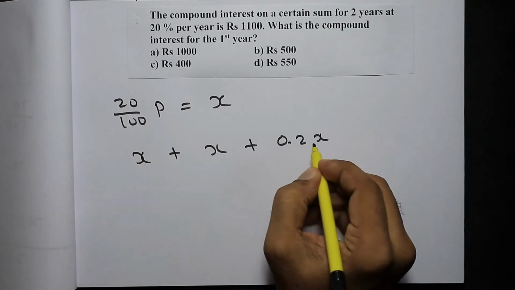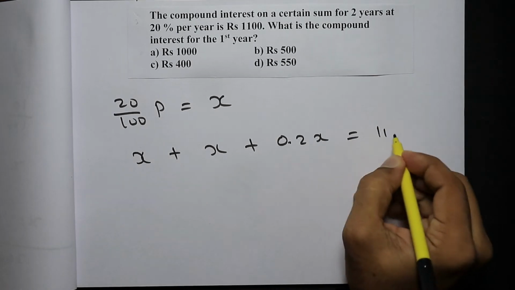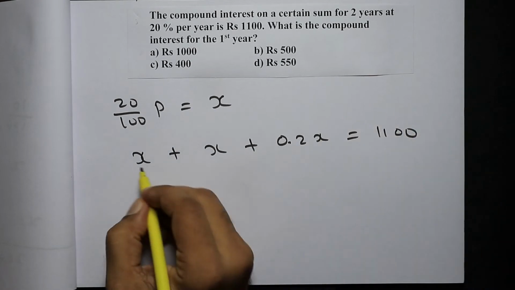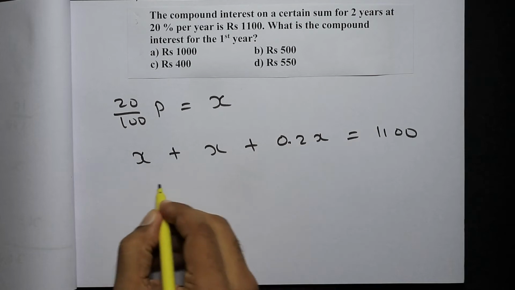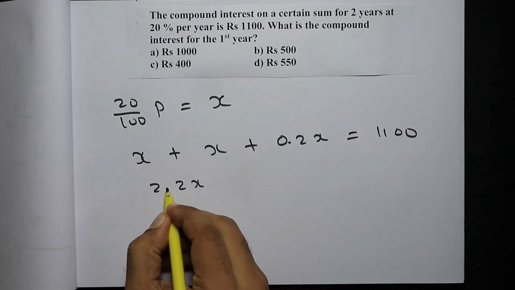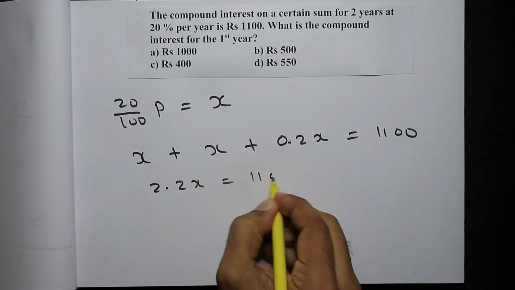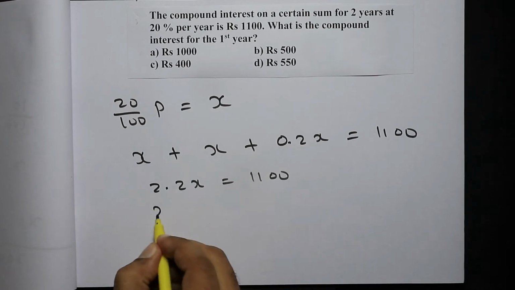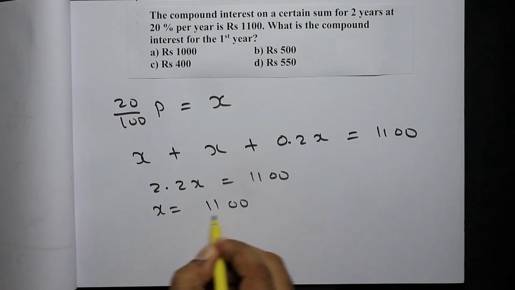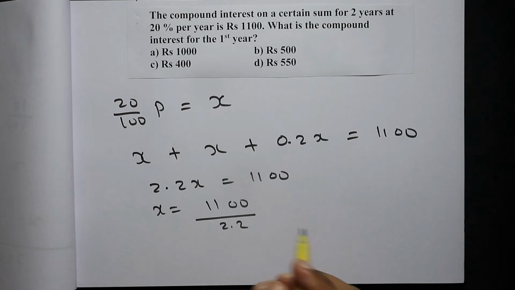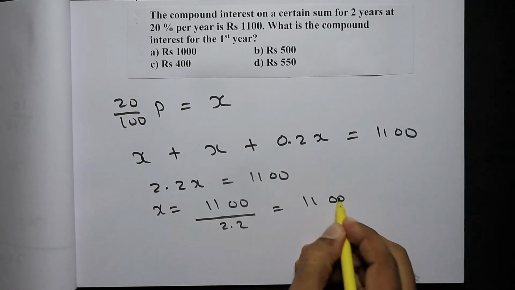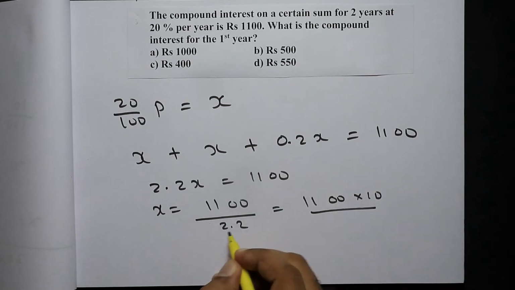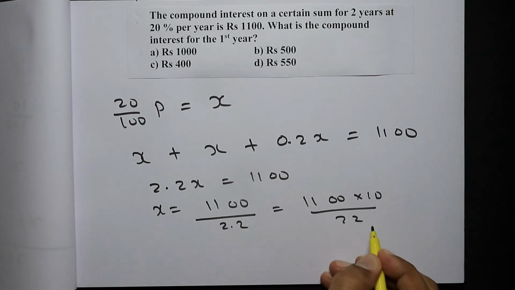And the compound interest for 2 years is given as 1100. So let us calculate the value of x. So x plus 0.2x, that is 2.2x, is equal to 1100. So x you will get as 1100 by 2.2. I'll just multiply both sides by 10. So that will be 1100 into 10 by 2.2 into 10, which gives you 22.